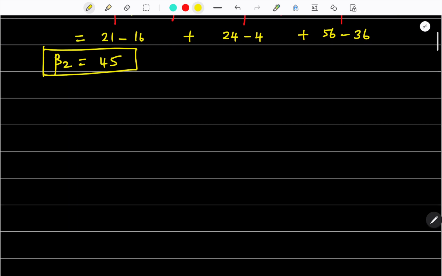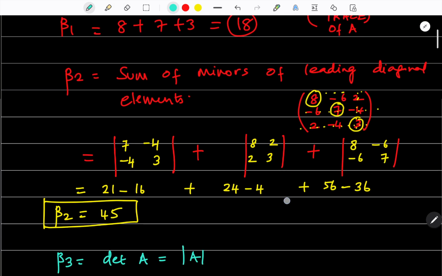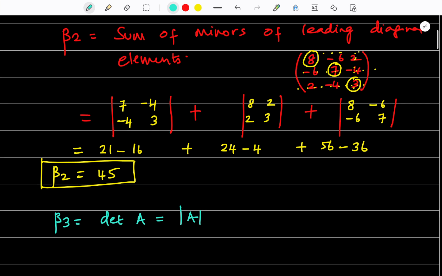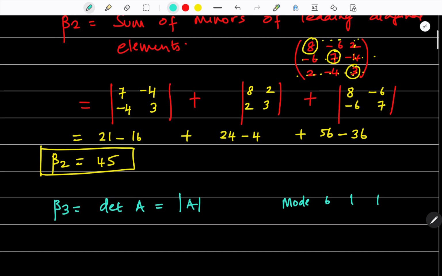Let me go for calculating beta 3. Beta 3 is equal to the determinant of A, which means you put the matrix in the calculator. I told you these steps already: Mode, then press 6, then 1, and again 1 because it's a 3 by 3 matrix. Then give the entries: 8, minus 6, 2, minus 6, 7, minus 4, 2, minus 4, and 3. Press AC.